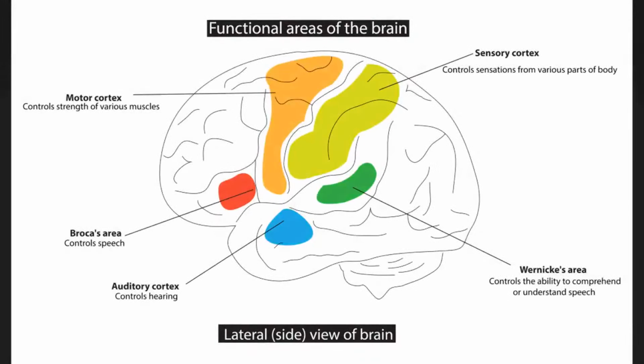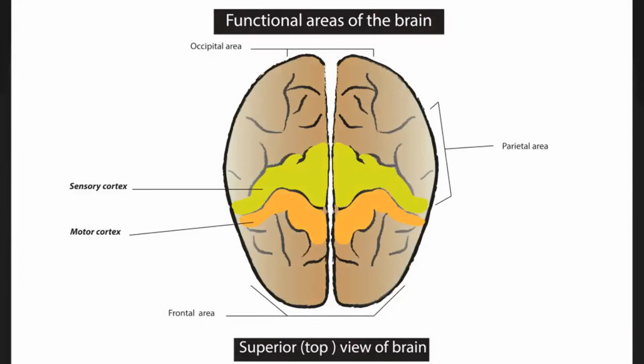Before I explain the awake craniotomy, let me explain to you regarding the functional areas of brain. Of course all the parts of brain are functional, but some parts of brain are more functional than others. For example, the area marked in red is called Broca's area and it controls one's ability to speak. Similarly, the area marked in orange is motor cortex and it controls the motor strength of muscles. The area marked in yellow is sensory cortex. The green area is called Wernicke's area and it controls one's ability to comprehend or understand. These are the functional areas seen from top.